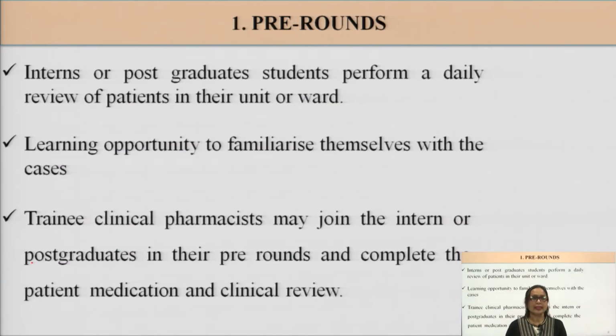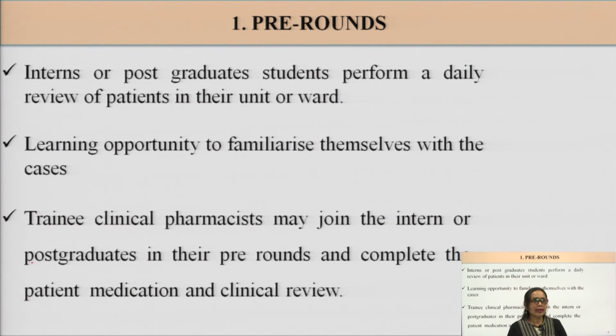So, first is the pre-rounds. In case of pre-rounds, who will be the members of this round? Let us know. Interns or postgraduate students. It means it is a hospital attached to a teaching institution, a medical college or medical institute, right. Interns or the postgraduate students perform a daily review of patients in their unit or round. So, it is coming under the pre-rounds, right.